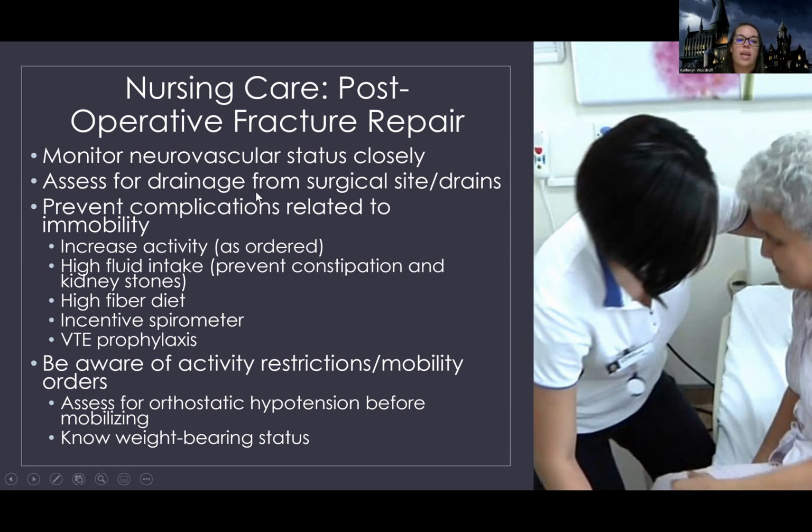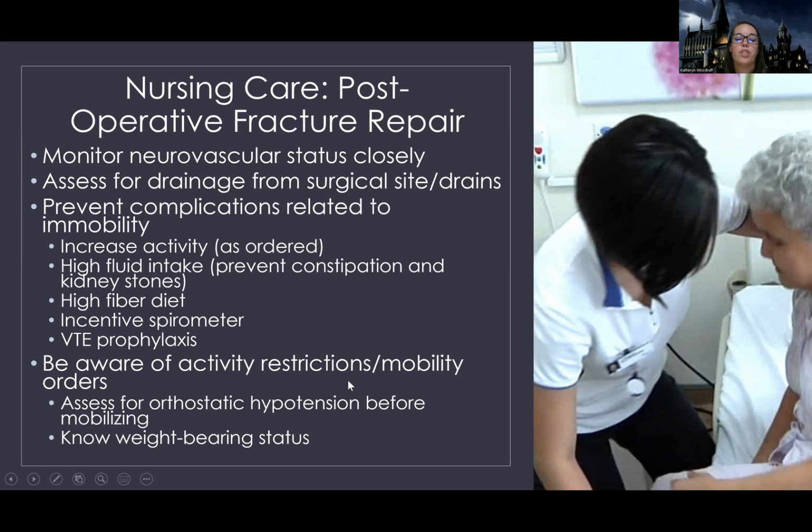We'll talk more about complications later, but general things I can do to help a patient after they've had a bone repaired is to encourage them to increase their activity and get moving per the doctor's orders, of course, if they are allowed to. Make sure that they have good fluid intake. This is going to help to prevent constipation and kidney stones. And then a high fiber diet is going to help with that constipation too. To prevent atelectasis and pneumonia, incentive spirometry is super helpful. And then VTE or blood clot prophylaxis. Depending on where their injury is, this is usually either through SCDs or actual anticoagulants. Nine out of 10 of these patients are going to be on actual anticoagulants like Lovenox, heparin, et cetera.